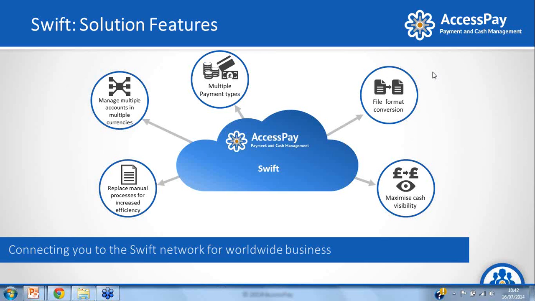Through our straight-through processing capabilities, we replace any manual rekeying of information into these multiple banking portals by automating the process, integrating straight from your ERP, taking that information and sending it to the bank. And last but not least is maximizing your cash visibility. We download automatically, so we pull your MT940 and 942s into our application and show you a graphical view of what your cash positions are in your different banks.